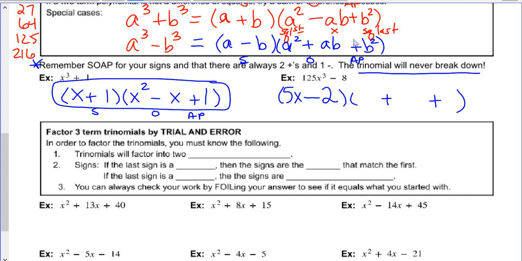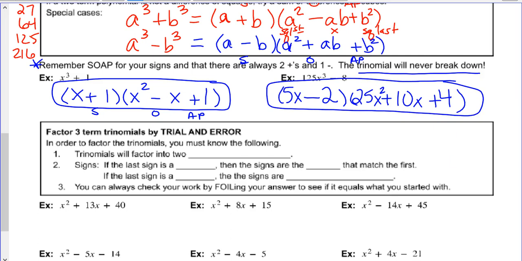Now, let's take this pattern. Square the first term. Now square both of them. So I got a 25 and an x squared. Multiply these two together. Who cares about the sign? Just look at the terms. 2 times 5x gives me a 10x. And square the last term. 2 times 2 is a 4. And again, that is it. Once you break down the sum or difference of cubes, you can't go further than that.